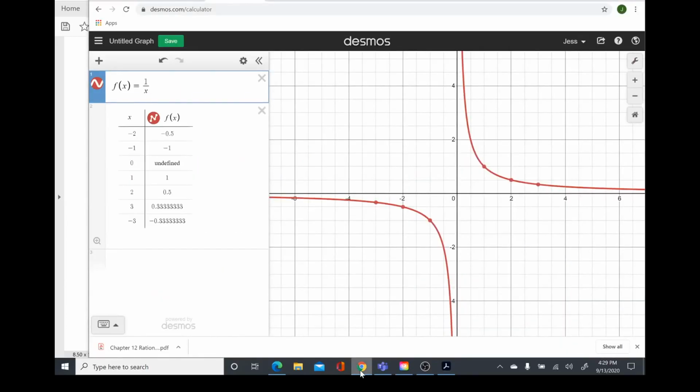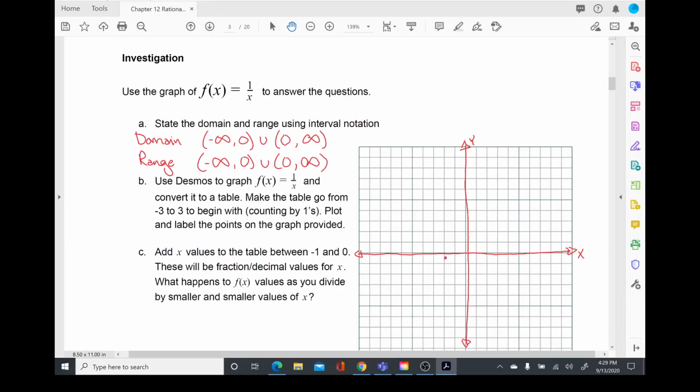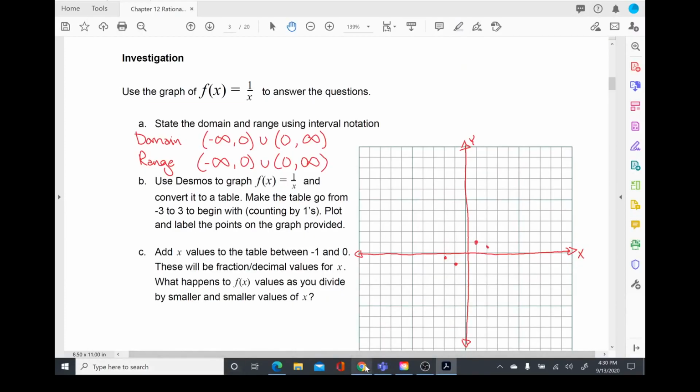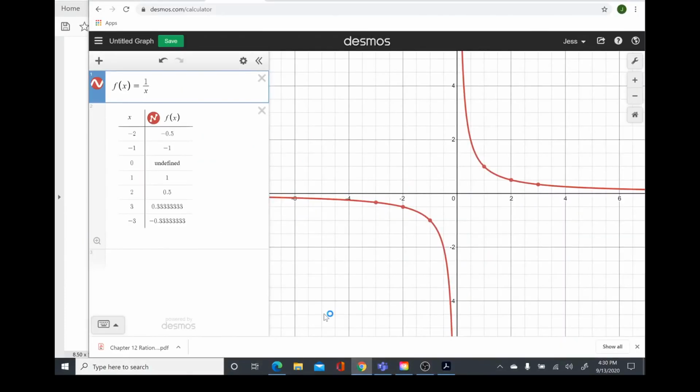-2, -0.5, and we can probably do +2 and +0.5. Then we had 1, 1, and -1, -1. And we had 3, 1/3, and -3, -1/3.